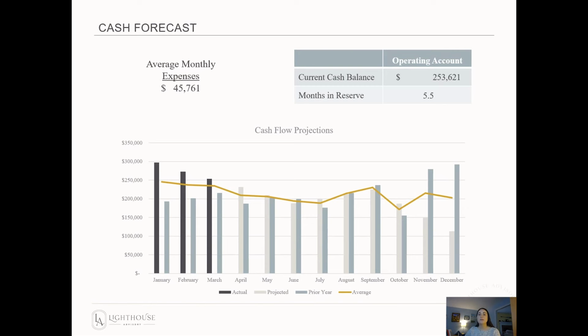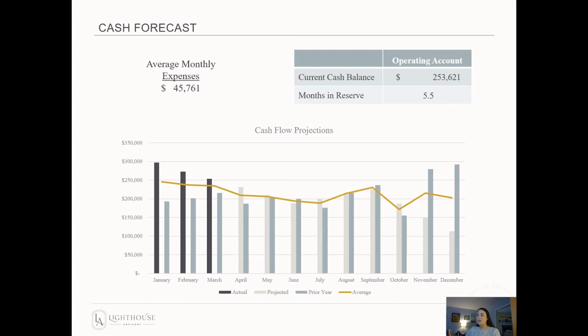First are the average monthly expenses. This is driven from your budget or known expenses when they're going to hit. From a forecasting perspective, you always want to know what's your available cash balance and how many months is that going to carry you forward. So in this case, our example business has about $250,000 sitting in the bank, and that will carry them for the next 5.5 months with no additional income.